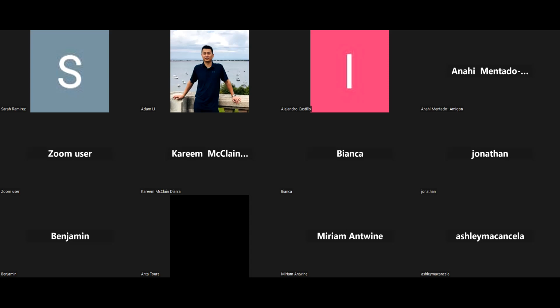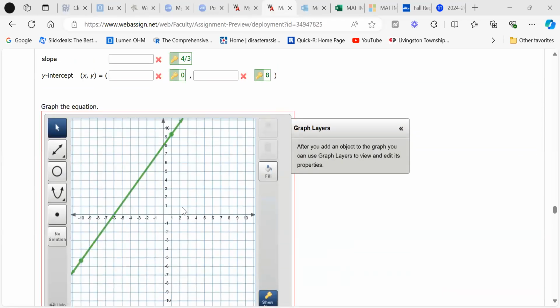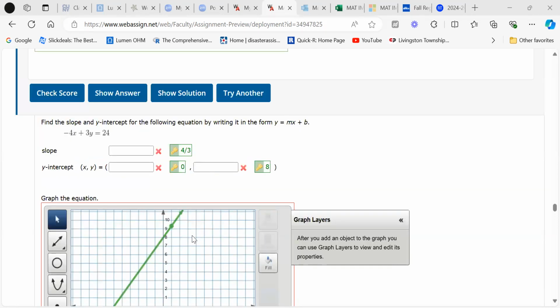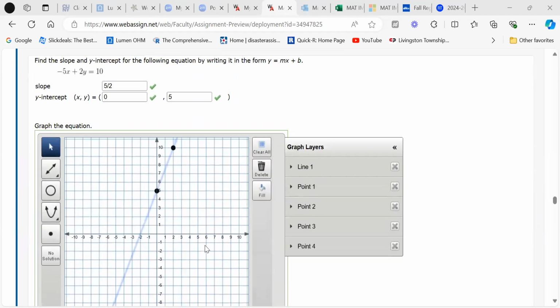Professor, I'm sorry, can you go back to the graph? Yes, sure. So the graph is here. Right here. So first of all, you get those 2 points, right? Yeah, this is the graph.